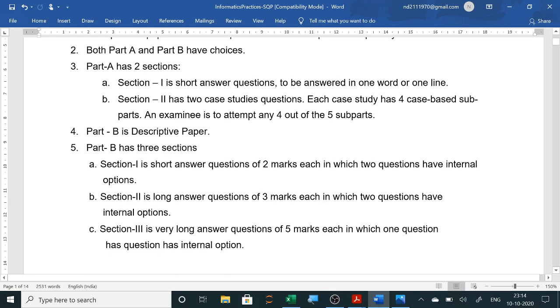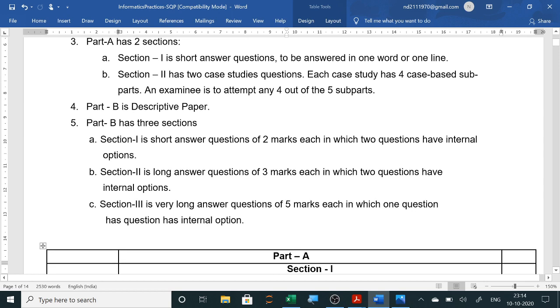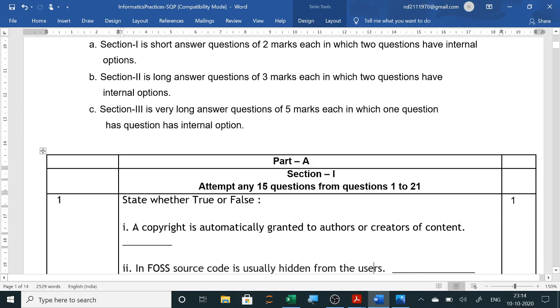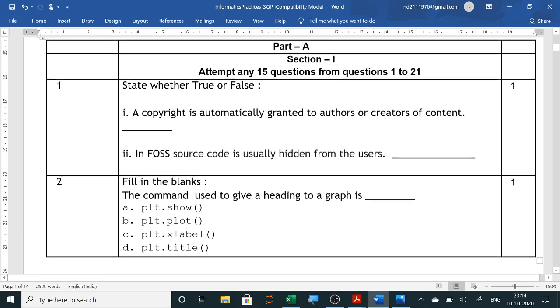So section 2 is also case study. Section 2 has 2 case studies, and in this you have to solve 4 out of 5 subparts. Part B is a descriptive paper where 2 marks, 3 marks, 5 marks questions are there in 3 sections. So we will see one by one all the questions here.